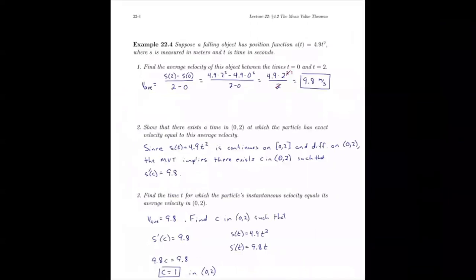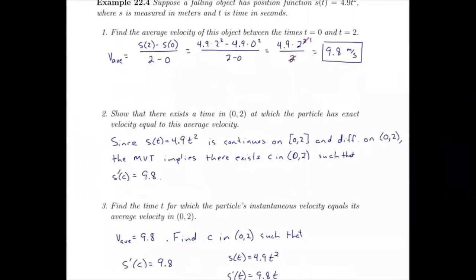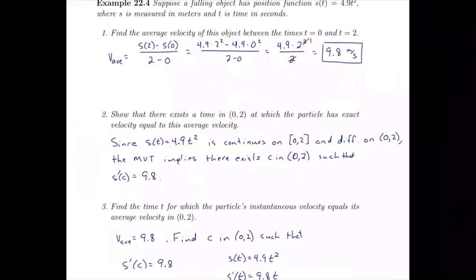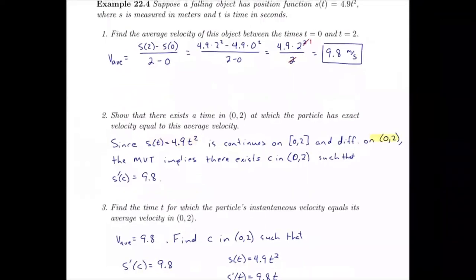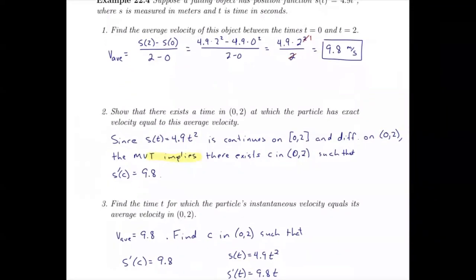That's an interesting thing to keep in mind, a nice connection point. So we have to note some things. 4.9 t squared is a continuous function on the closed interval 0, 2. It's polynomial, so it's continuous. Also, it's differentiable on the open interval 0 to 2 because it's a polynomial. It's differentiable everywhere. The mean value theorem then implies that there exists a c, some number, in 0 to 2 such that s prime of c is equal to 9.8.